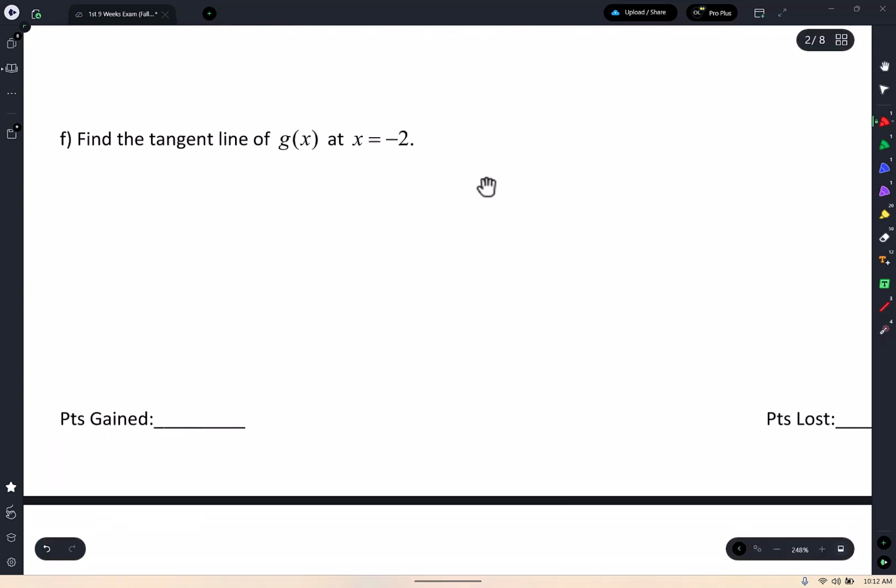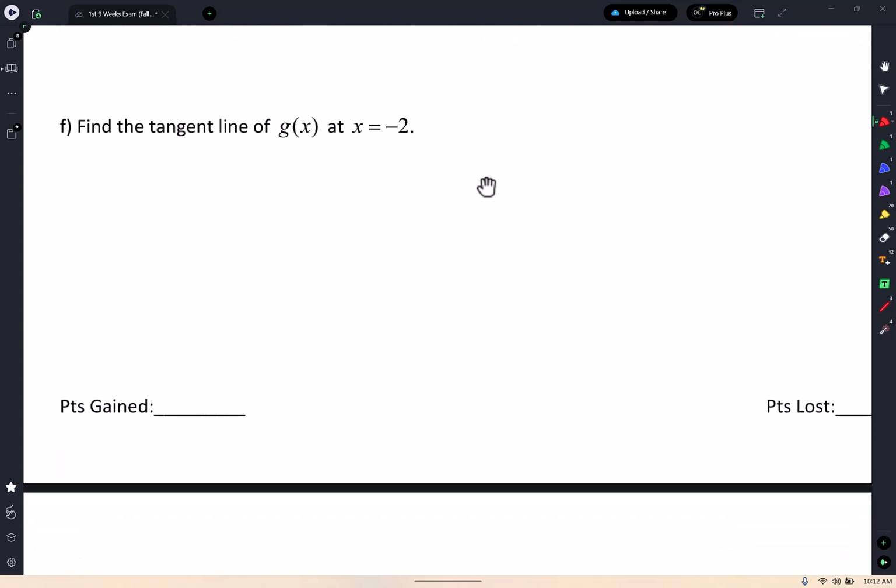Letter F. Find the tangent line of g of x at x equals negative 2. What two things do I need for a tangent line? Guys, I don't hear you guys. Tell me again. Let YouTube hear you. Okay, well, Konduro screamed nice and loud. Point and slope, guys. We need a point. We need a slope. Thank you, Konduro.